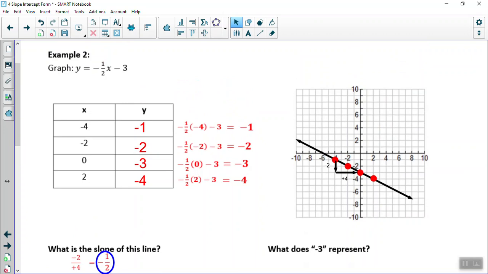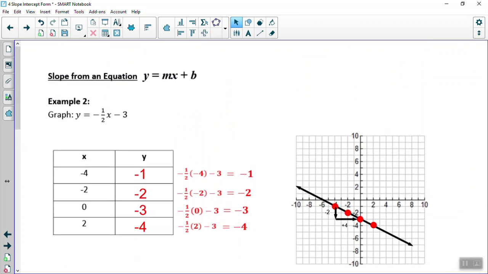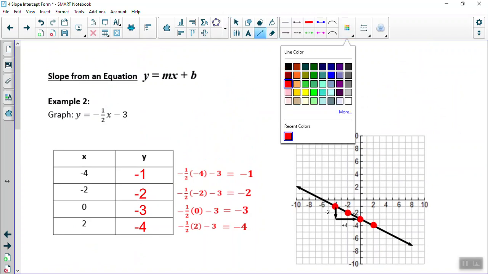Okay, that -1/2. Remember our y equals mx plus b? What did we say m was? We said that's our slope. Okay? So that m is our slope.